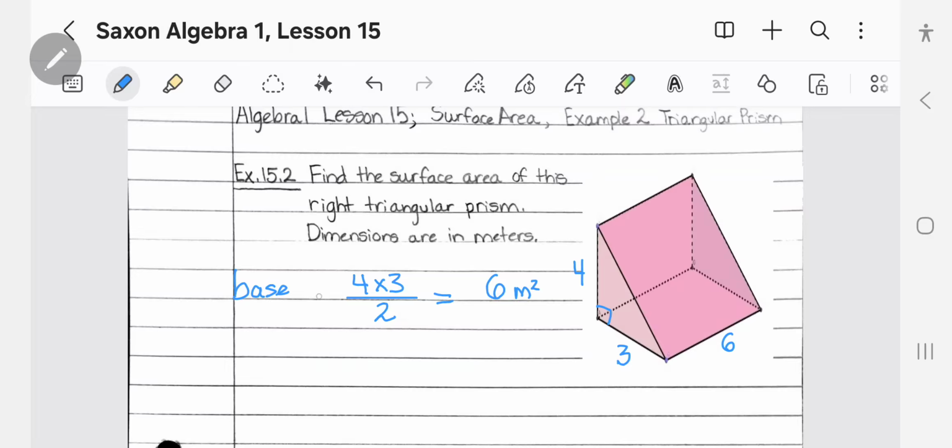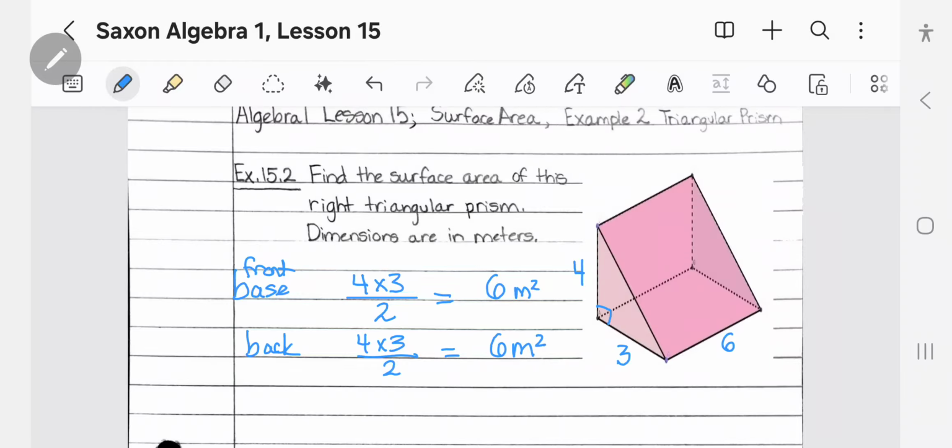Now, the back base. This right here was the front, and we're going to do the back. It's going to be exactly the same. 4 by 3 divided by 2. So it's also going to be 6 square meters, and I accidentally wrote centimeters.